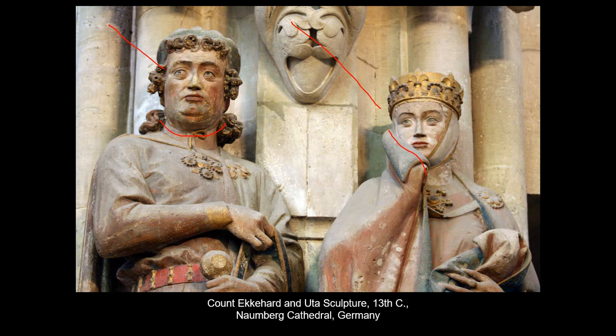And so you have rising merchant and guild classes, which are elevating status, and people wanted to be recognized for that status. When we look at something like this, this is what we call a donor portrait. Obviously, the Count and Uta here wanted to be recognized.